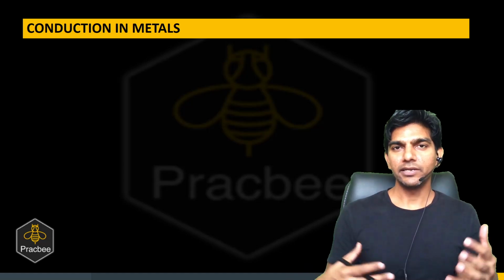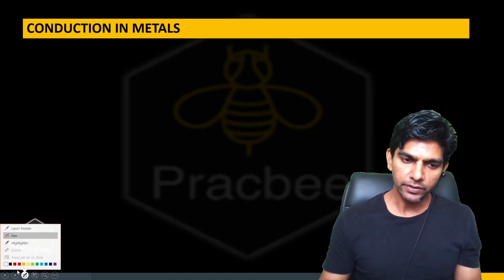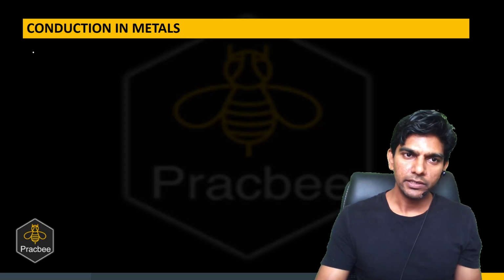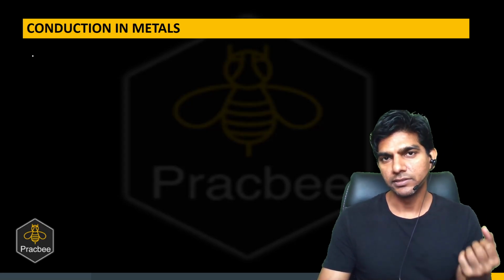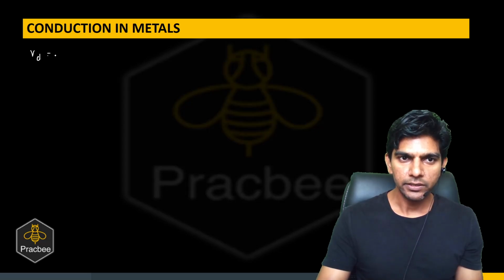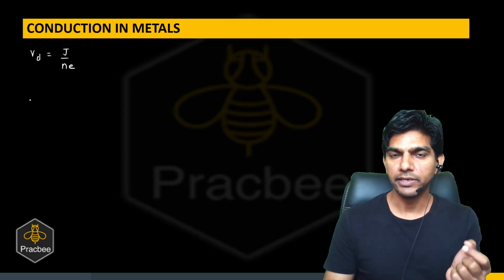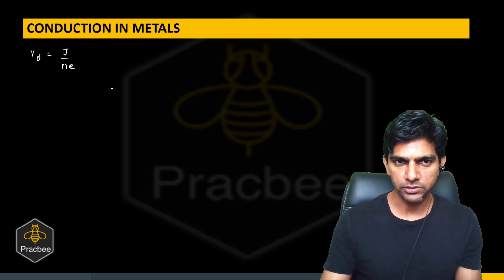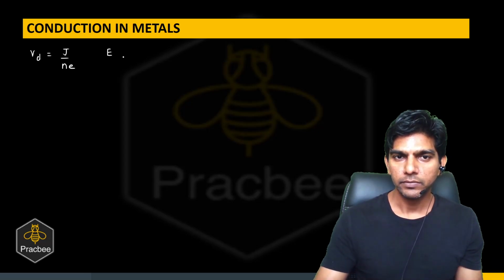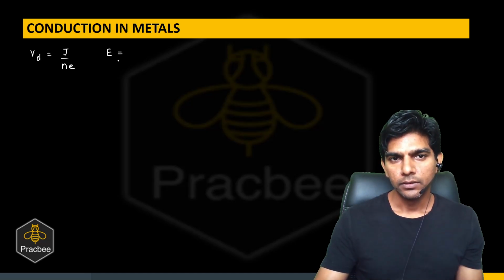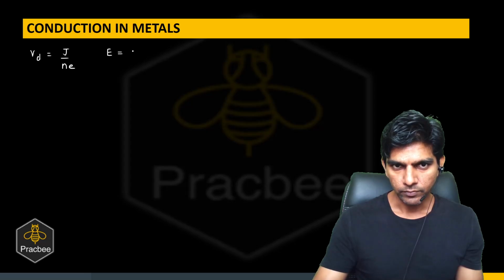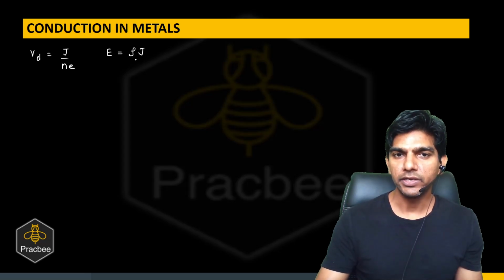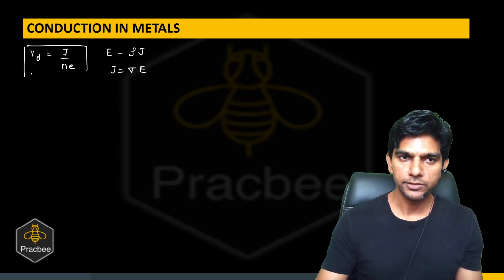Now let us see how the conduction is happening in metal. In current electricity, we know that when the charge carrier moves, we define a velocity known as the drift velocity. This drift velocity is nothing but J upon Ne, where N is the number density of the charge carriers, J is the current density, e is the charge on one carrier, and Vd is the drift velocity. We also know that the electric field inside the conductor will be equal to rho J, where rho is the resistivity. We can also write this as J equals sigma times E. So we already know these two formulas.